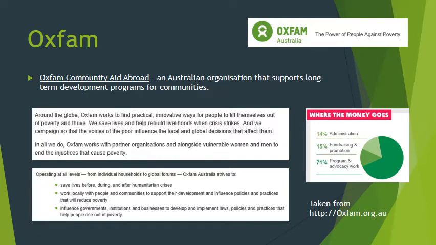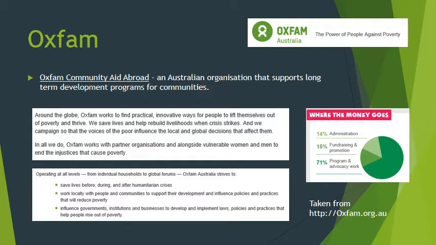Now Oxfam we know obviously from the Oxfam shop. They are looking at long-term development in communities. So they're trying to find some practical ways of how to help communities to grow their own foods and support their development there as well.